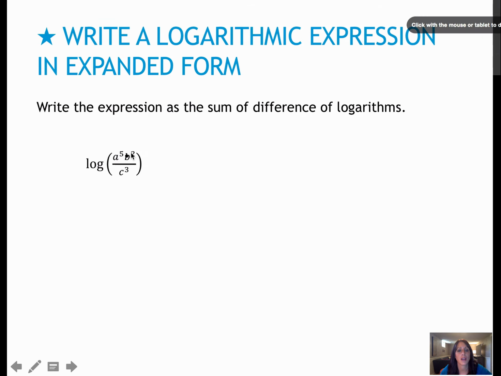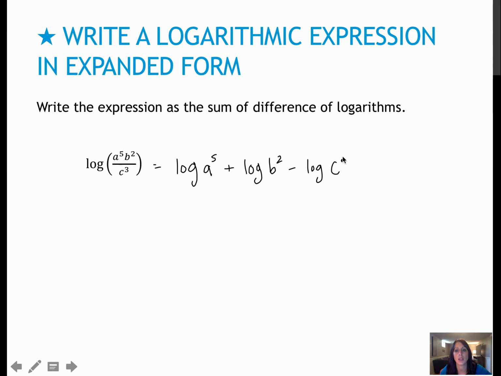So again, here I've got a product and I have a quotient, and I've got some exponents as well. So I would start just by separating them out, log, and again, this is a base 10, it's a common log, so I don't need to write the 10. So it's log of a to the 5th plus log of b squared minus log of c cubed. And then all of those exponents should move out to the front. So 5 times log of a plus 2 times log of b minus 3 times log of c, and that would be my final answer.